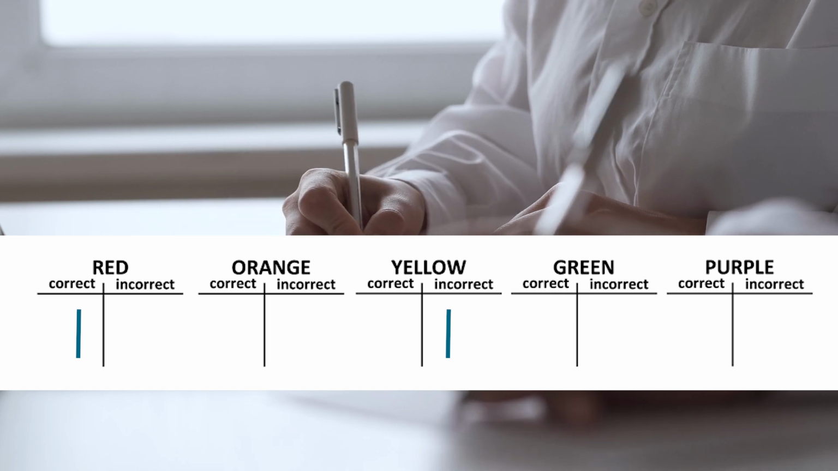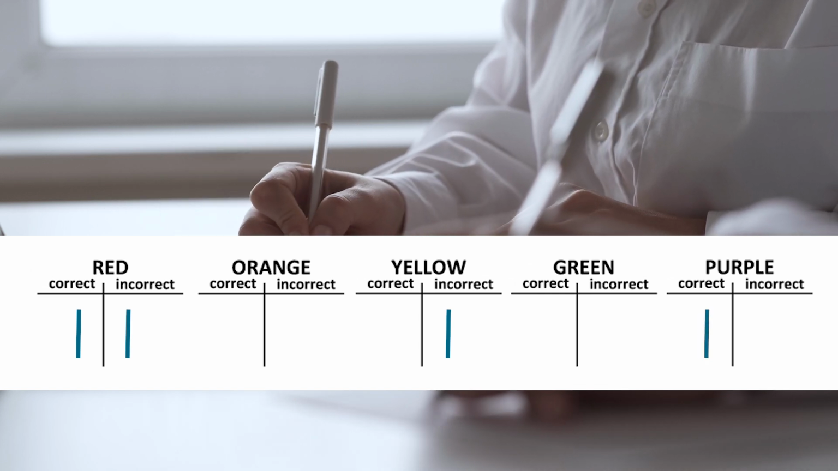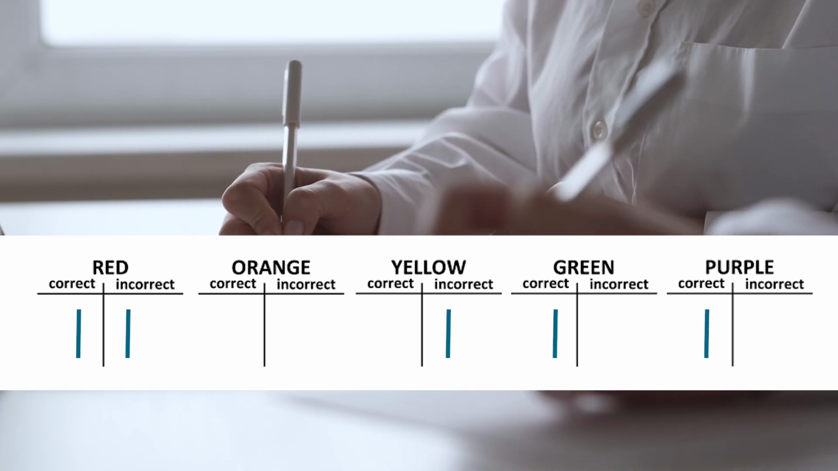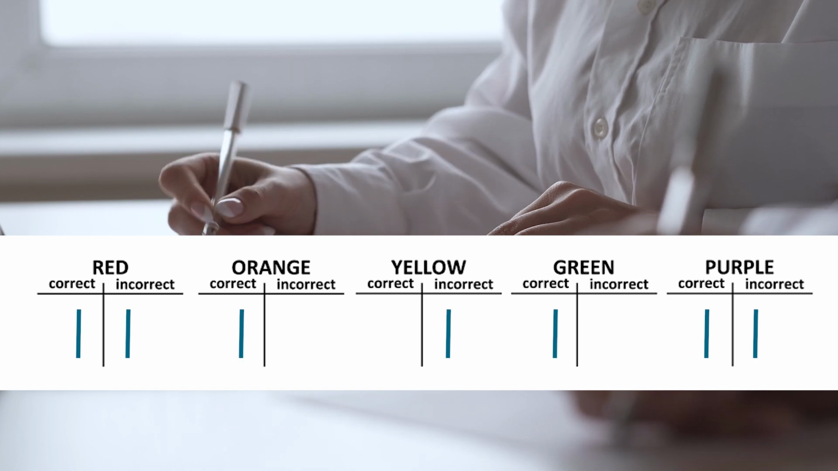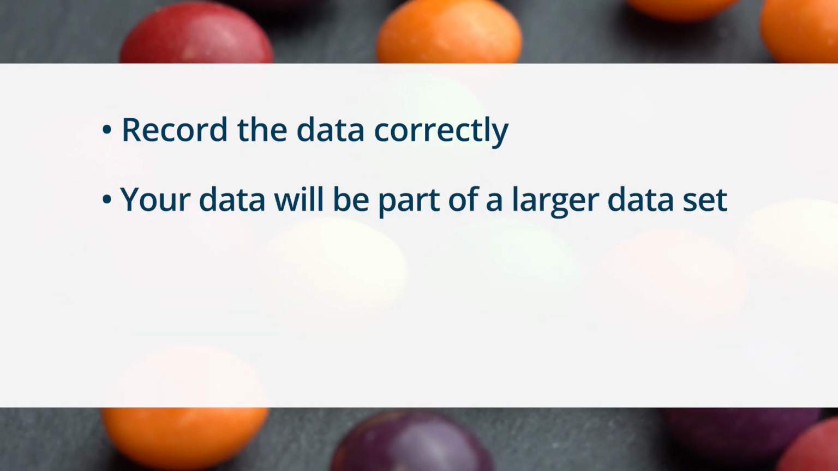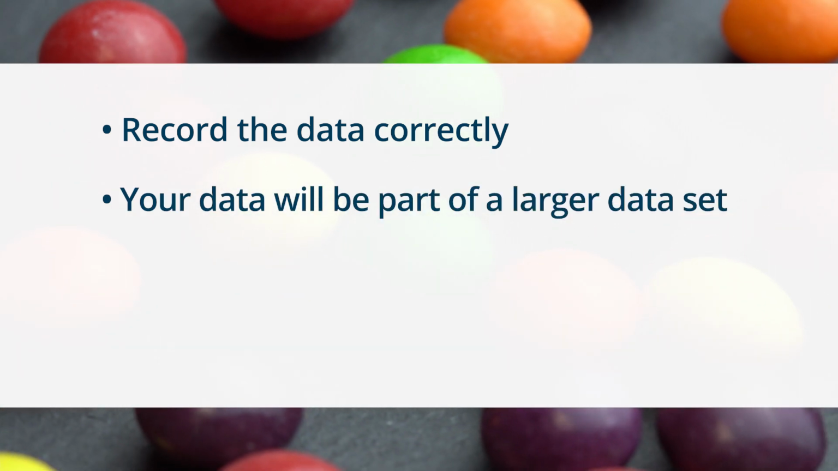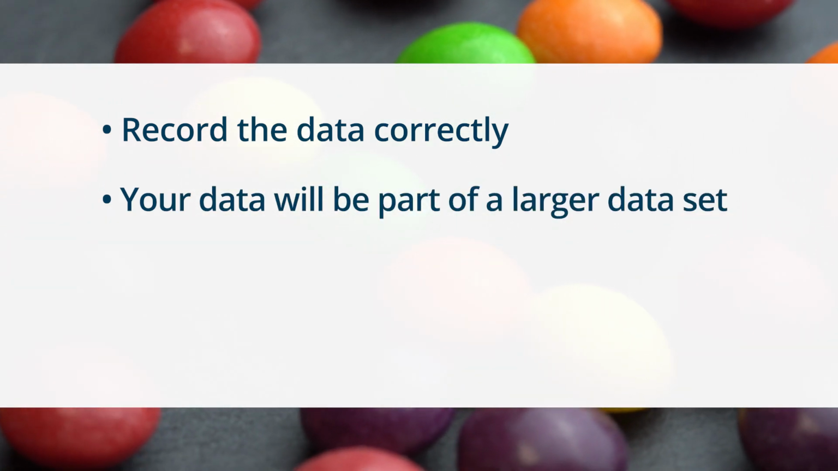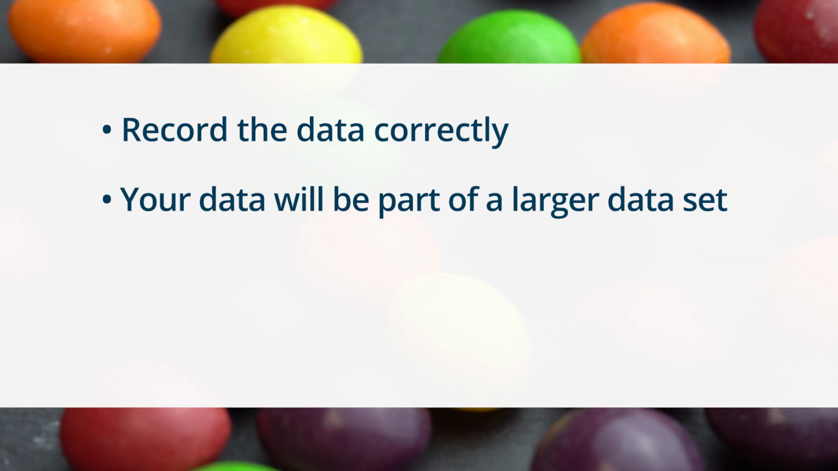Avoid informing the test subject if they are getting the colors right or wrong, as this can introduce a bias to our test results. It is incredibly important to record the data correctly. Your data will become part of a larger data set, and if everyone is not following the same protocol, our findings cannot be considered valid.